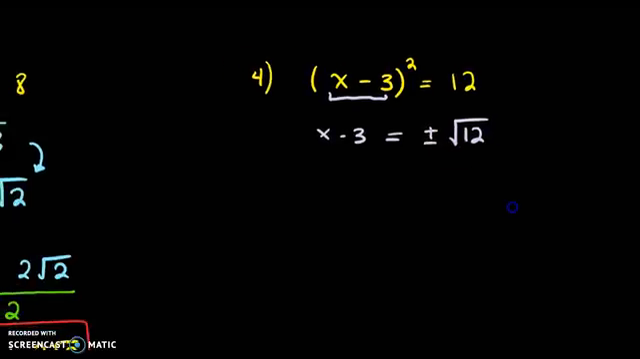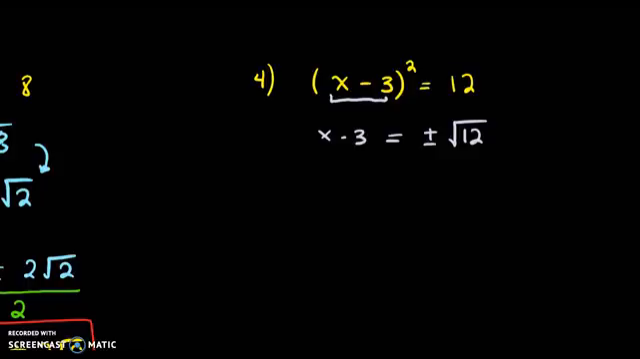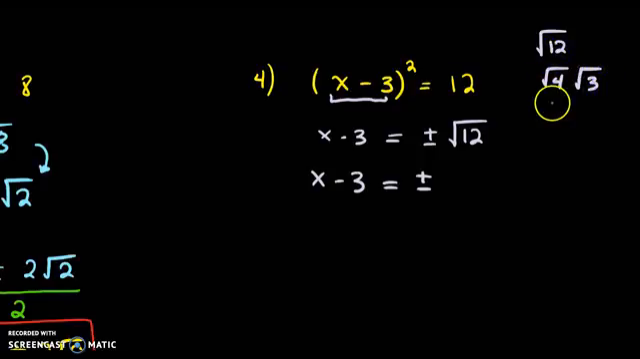Now again, 12 is not a perfect square, but we can go ahead and simplify 12. So this turns into x minus 3 is equal to plus minus. Again, 12 can be broken up. I'll just jot it down over here. The square root of 12 is really the square root of 4 times the square root of 3, and we know the square root of 4 is simply just 2. Square root of 3 stays inside, so this turns into 2 square root of 3.